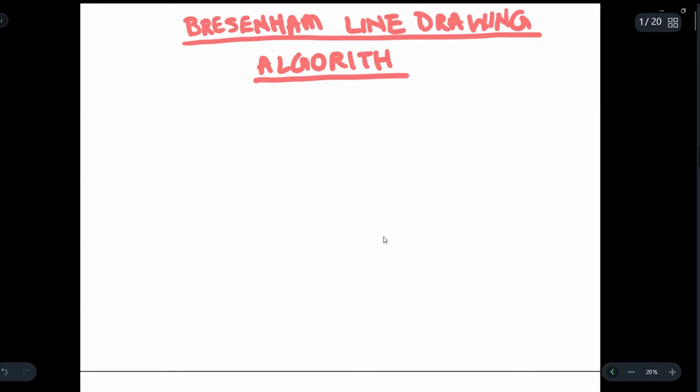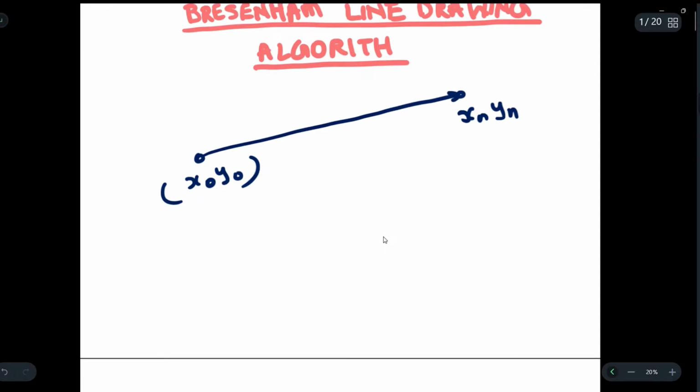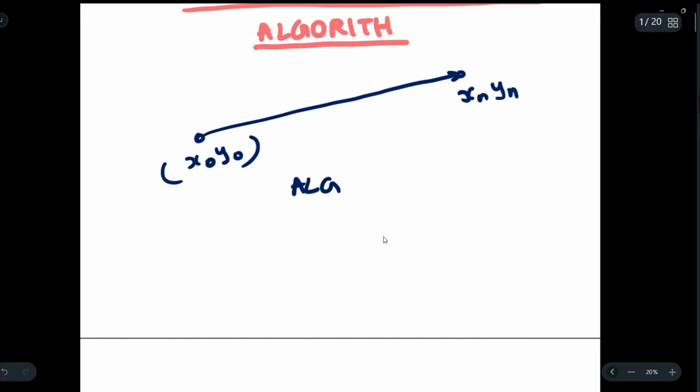Hey guys, so today we are going to do the Bresenham line drawing algorithm. In this algorithm, we have to draw a line between 2 points. That is, suppose we have the first point as x0, y0, and the second point is given as xn, yn. Now we have to use this algorithm to draw a line between these 2 points. So now let us understand what this algorithm is.